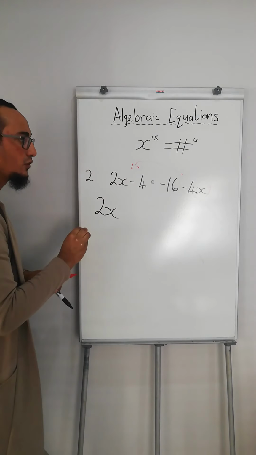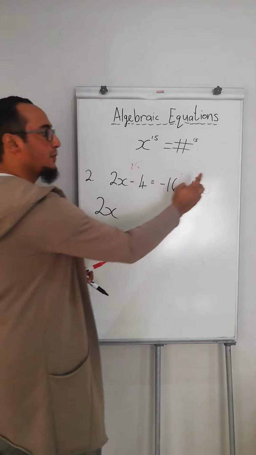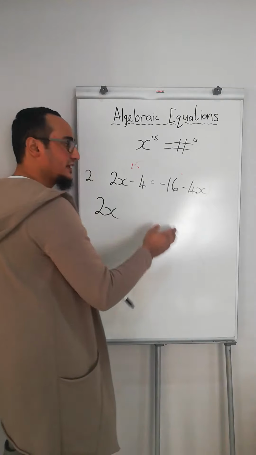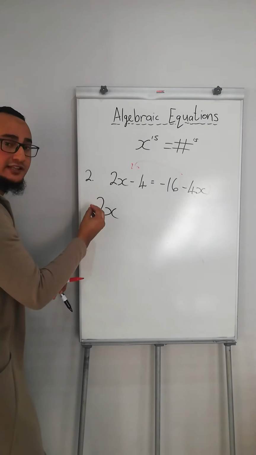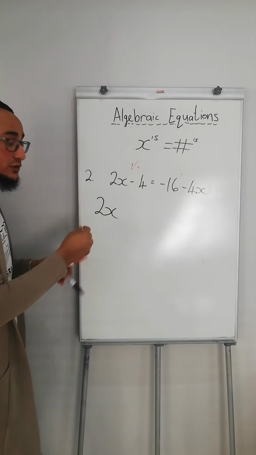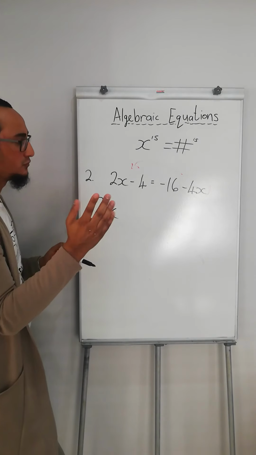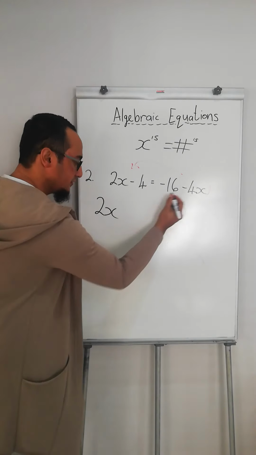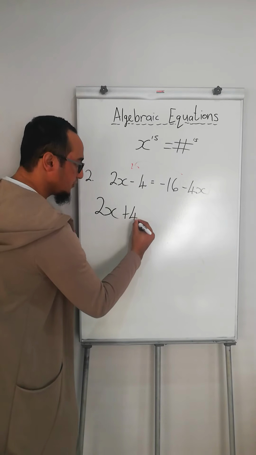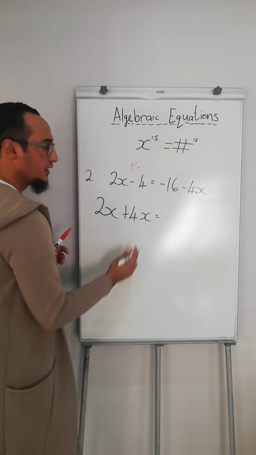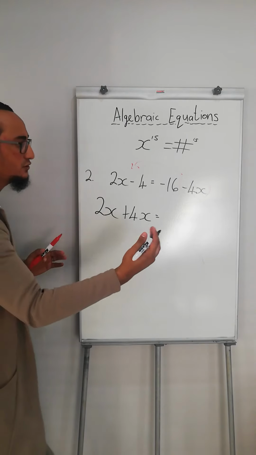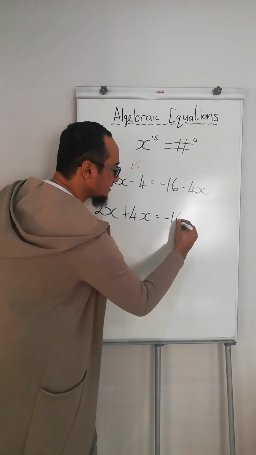Alright, now what do I need to do? I need to say positive 4x, what I do on my right hand side I do on my left hand side. But what is not mathematically correct, I'm just going to take it over. So now because it's negative, it becomes a positive 4x is equal to negative 16. It's where I want it to be, so it stays negative 16.